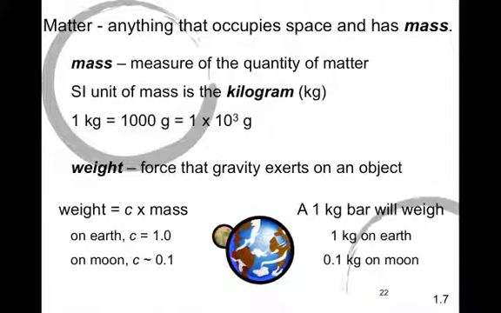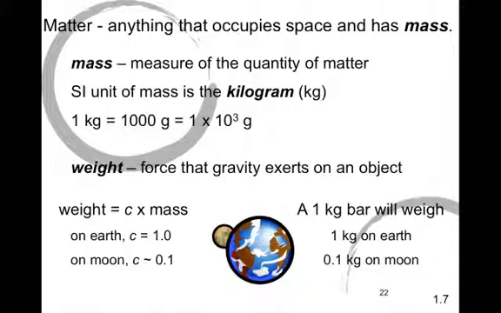The SI unit for mass is the kilogram, not the gram. When we're in physics, everything that we measure has to be in kilograms. When we do calculations, we can use some grams and it'll be okay. But remember, 1 kilogram is equal to 1,000 grams.